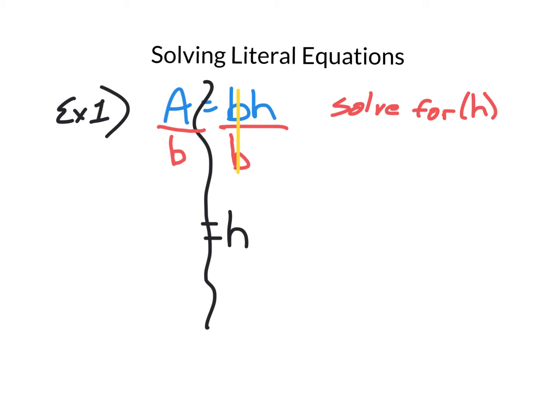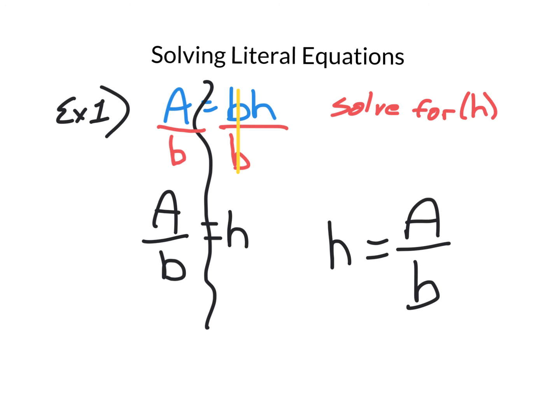And over here on the left side, we have capital A divided by B. And we don't know what any of these values are, but we now know that you can determine H, or the height, by dividing the area by the base. So our answer is A divided by B. H is equal to capital A, or the area, divided by the base. You may also see it written with the H on the left side. It doesn't matter. H equals capital A divided by B.